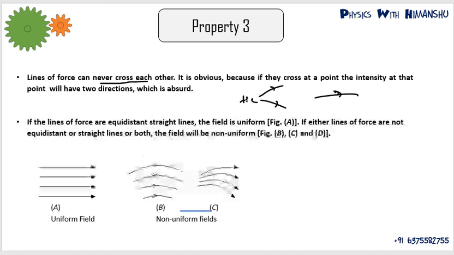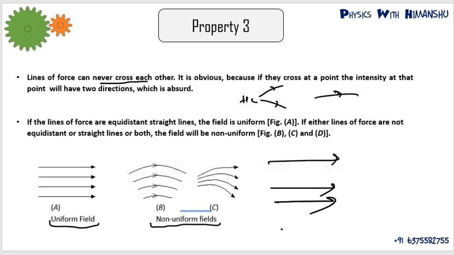Okay, this topic is used just for identification. So if lines are straight and equidistant, then it's a uniform electric field. And if lines are not straight, even if they are equidistant, this will represent a non-uniform electric field. So for a uniform electric field, they should be straight and they should be equidistant. Okay, so if I ask you whether this is a uniform electric field, no, because the distance here is more and the distance here is less.